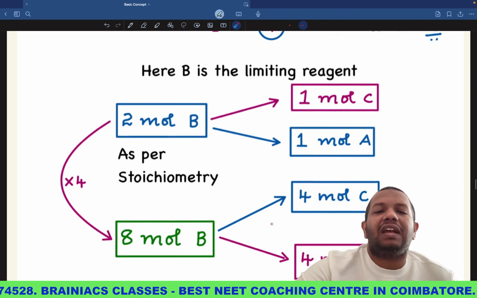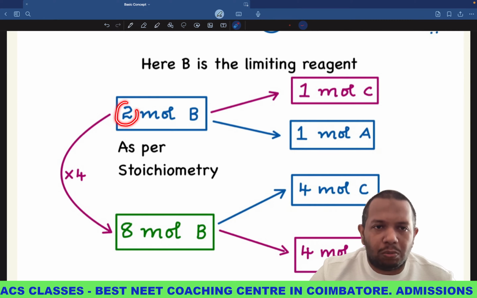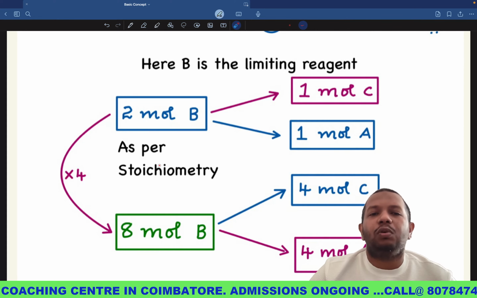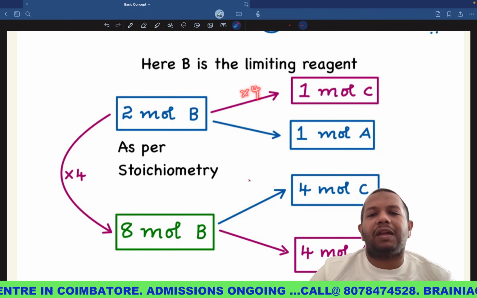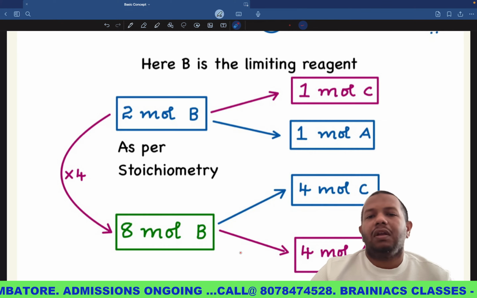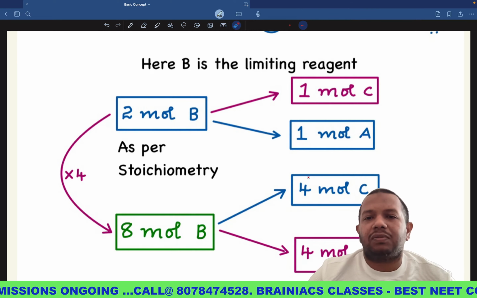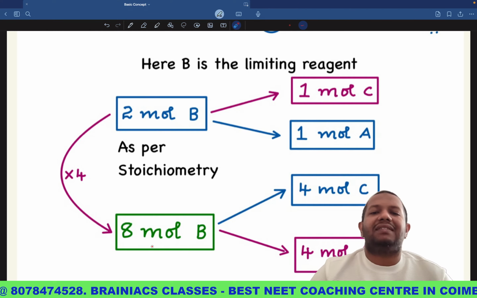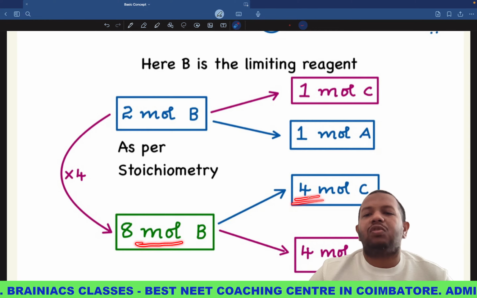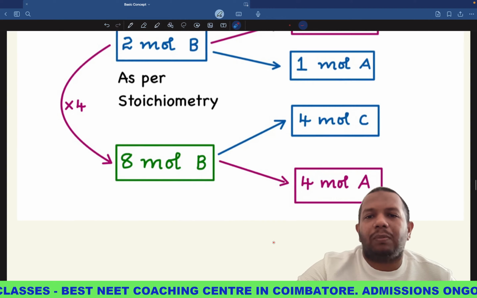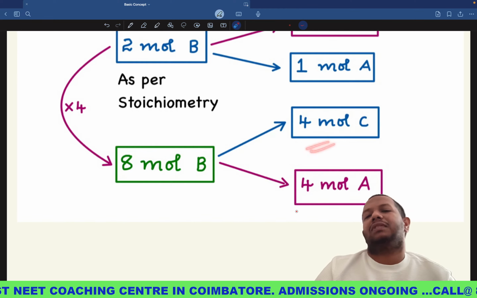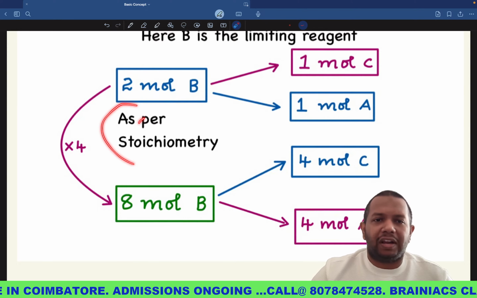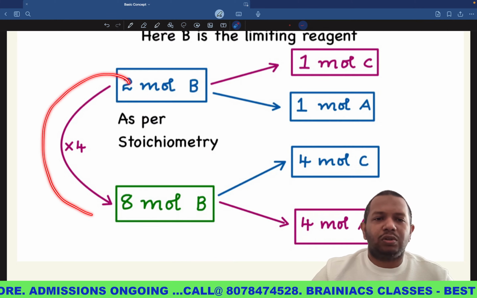Next we need to convert this 2 mole to 8 mole. We need to multiply by 4. If you do that multiplication, you need to multiply by 4 on both sides. So this will become 4 mole of C. I got the answer: 8 mole of B can give rise to 4 mole of C. So my answer would be 4 mole of C. Clear? Very simple. First you write with respect to stoichiometry, then convert that value to the given quantity.